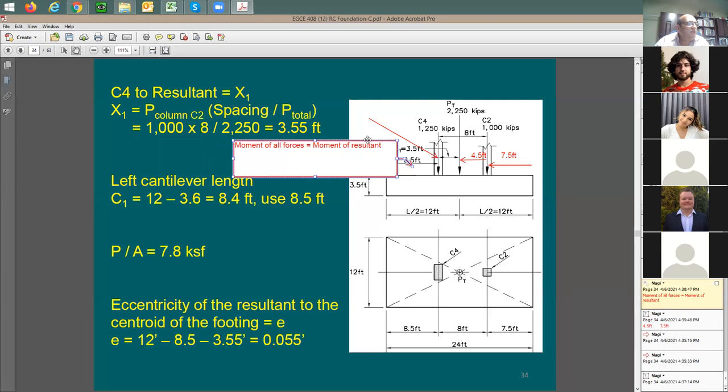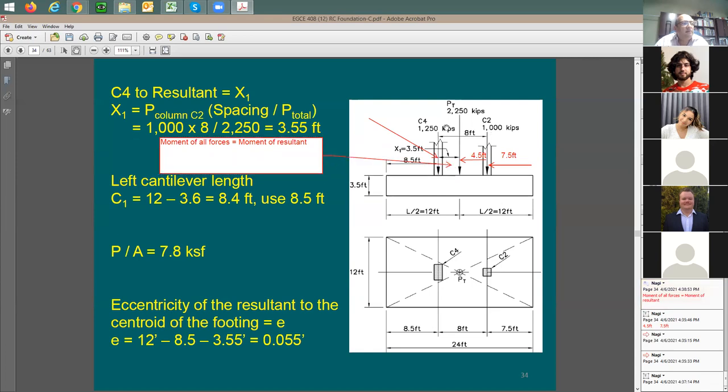How much is the moment for all the forces? All the forces means only two forces. These are like components, and this gave me the resultant, right? So I'm going to say moment for all the forces. If you take the moment about this point, it's going to be 1250 times zero plus 1,000 times 8 feet. It's going to be the moment of all the forces, the components, equals the resultant force multiplied by x1. What is x1 now? It's going to be this R.